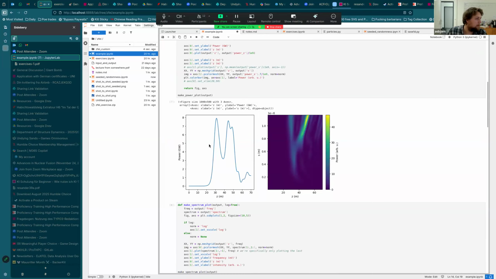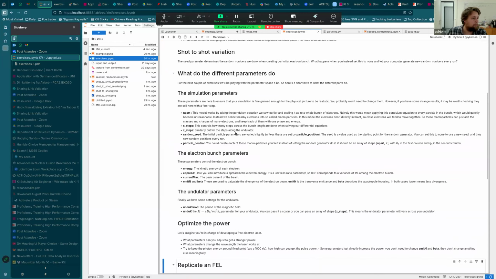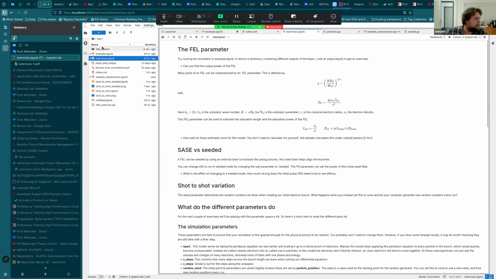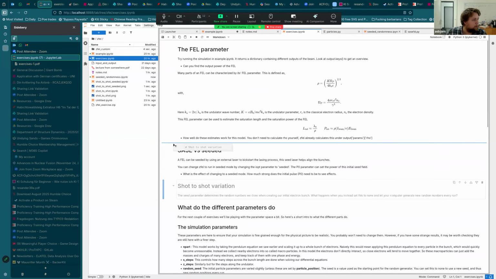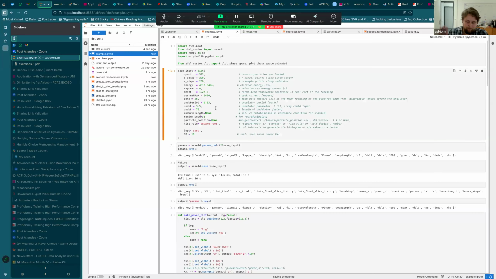Then there are some things you can try here in exercises, some small things to play around with. I would maybe move this up here. If you are going to try this shot-to-shot variation, try it before the seeded mode, because the seeded mode cheats a little bit.